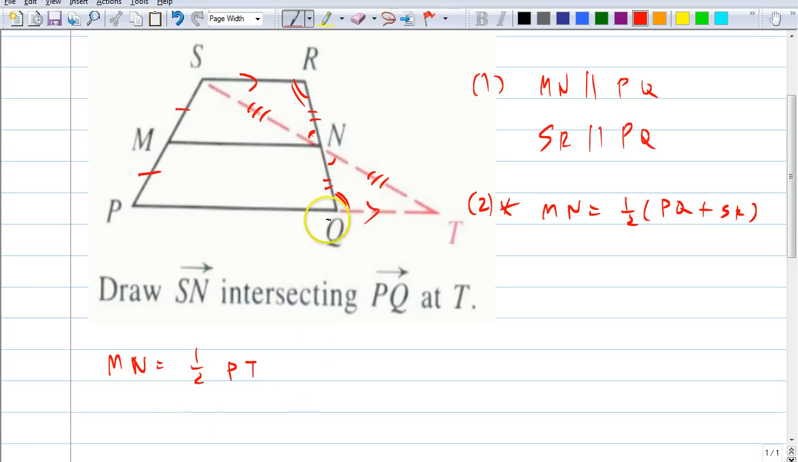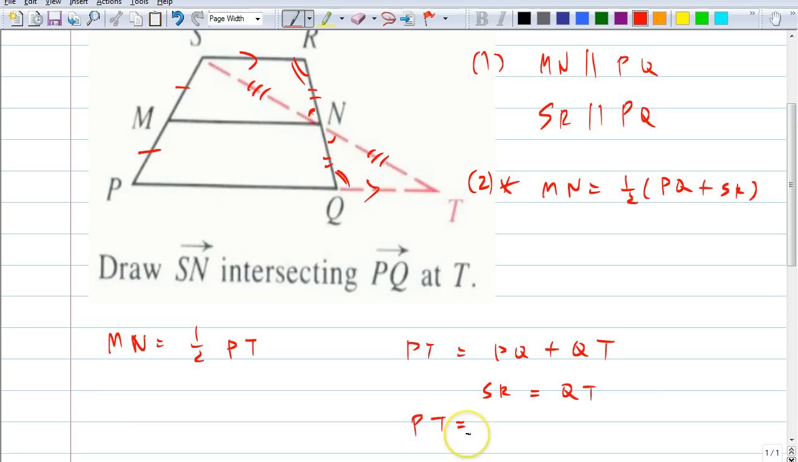PT, by segment addition, is nothing more than PQ plus QT. Okay. Then what, Jason? And then SR is congruent to QT. Yeah, we also know that SR is equal to QT. Isn't that right? Because those are the corresponding parts of congruent triangles. And then you substitute it. What's PT equal to?